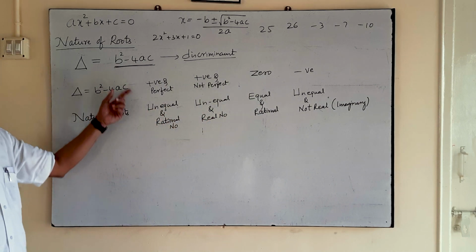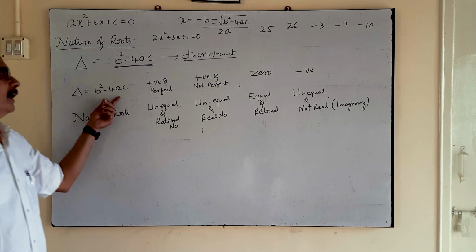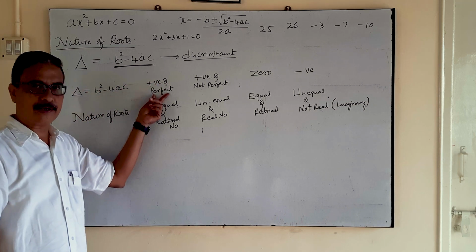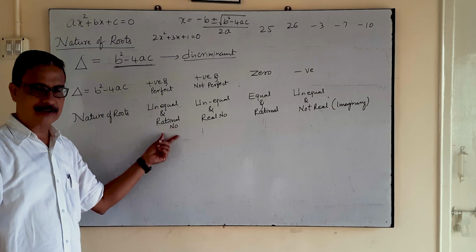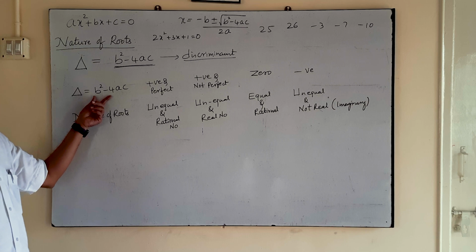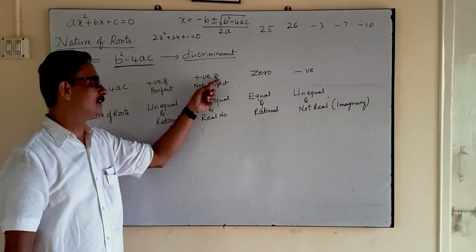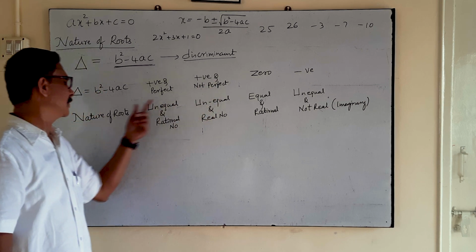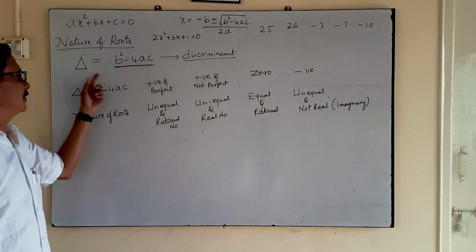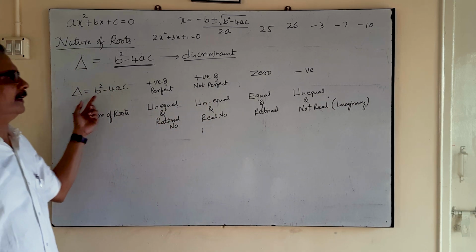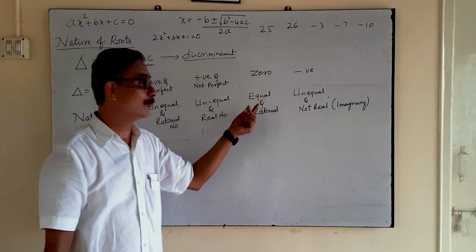Remember, after substituting the values of a, b, c in the discriminant, if the answer is a positive value and perfect root, then the nature of the roots are unequal and rational number. Again, if its answer is positive and not perfect, then the roots are unequal and real number. If its answer becomes 0, then the nature of the roots are what?